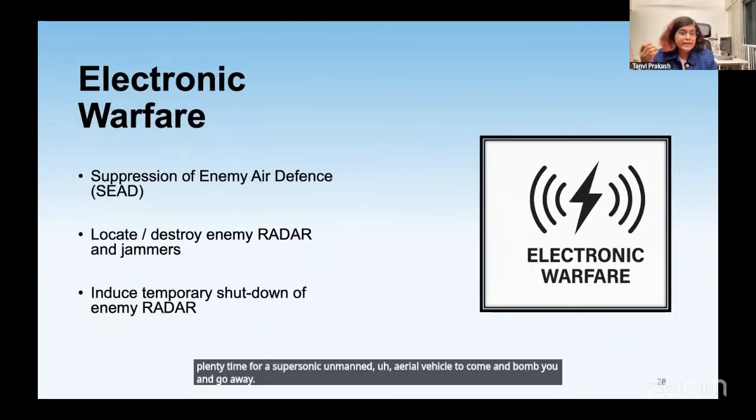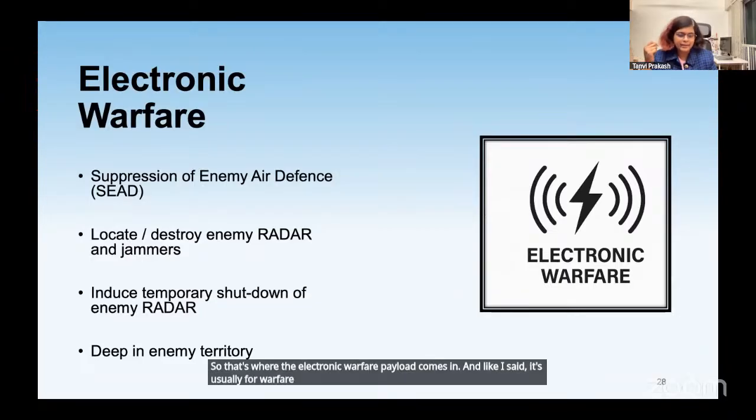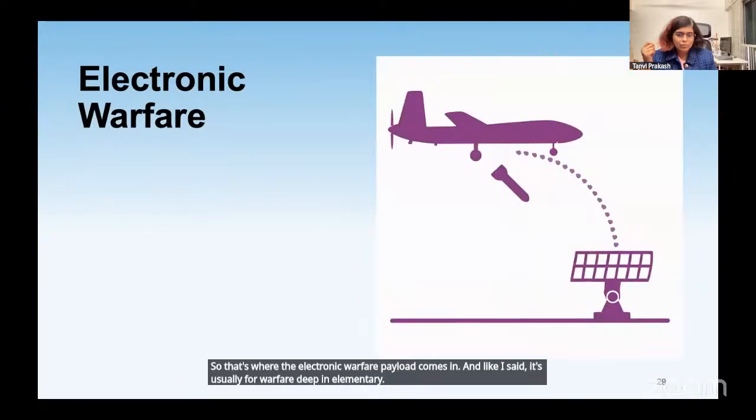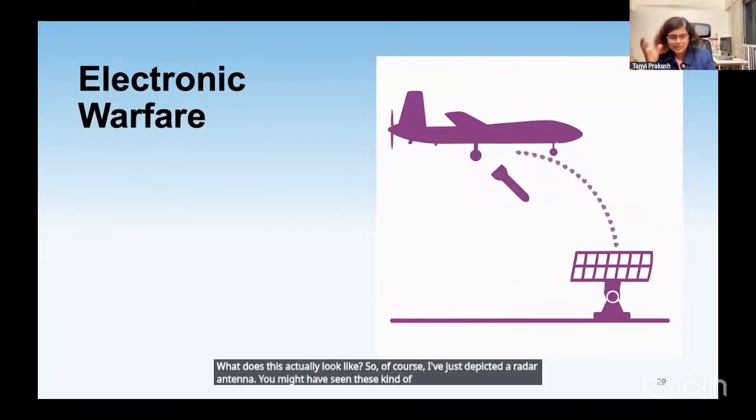So that's where the electronic warfare payload comes in. And like I said, it's usually for warfare deep in enemy territory. What does this actually look like? Of course, I've just depicted a radar antenna. You might have seen these kinds of dish antennas, square antennas rotating in the Republic Day parade and all. It kind of looks like this.